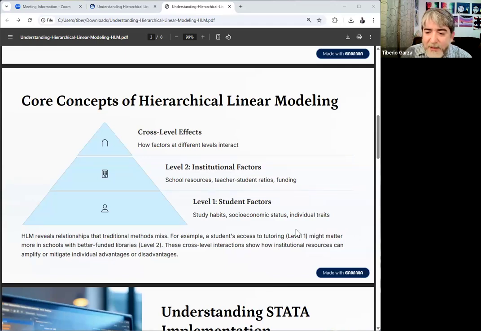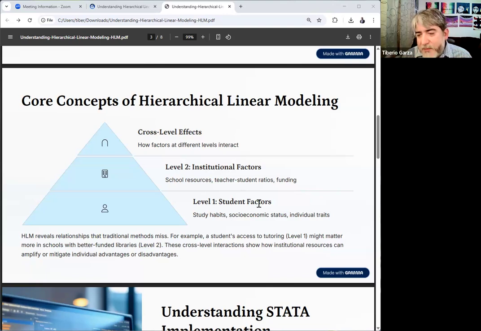But just to give you an example, let's say a student's access to tutoring, which would be level one, matters more in schools with better funded libraries. Better funded libraries fall under school resources, that would be level two. If we were looking at something like that, regular regression would miss this interaction effect unless, if you really are into regression and knew that, we would turn that interaction into an actual variable for our regression.